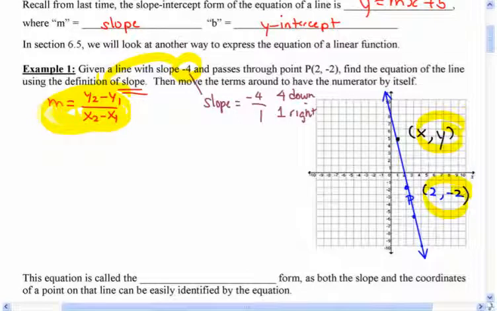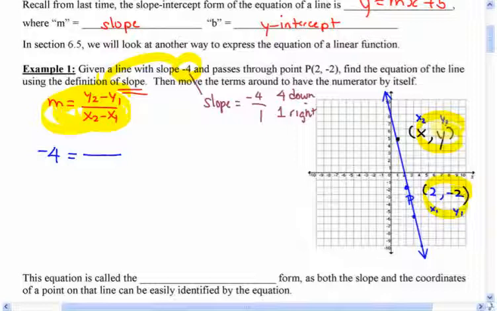What's m again? It's the slope. What is that equal to in this case? Negative 4. Good. Okay, so write that down, please. Now we have the y2 minus y1, so let's keep x1, y1 as the coordinates we know. And let's just assume x2, y2 is this x and y that we don't really know.